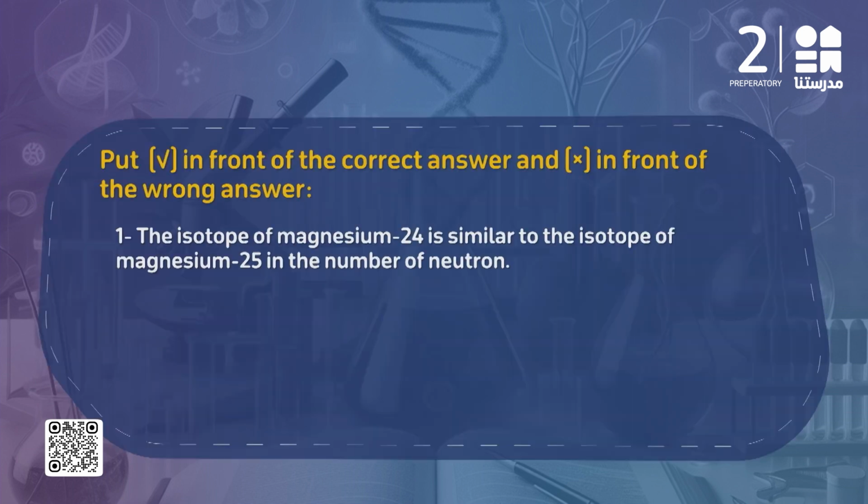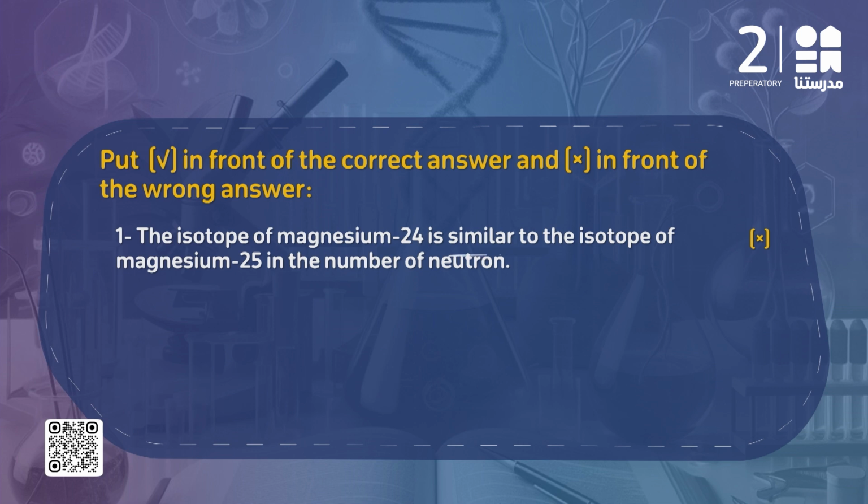In question number 1, you are asked: the isotope of magnesium 24 is similar to the isotope of magnesium 25. Let's quickly remember the isotopes together. They are identical forms of the same element but they have different numbers of neutrons.